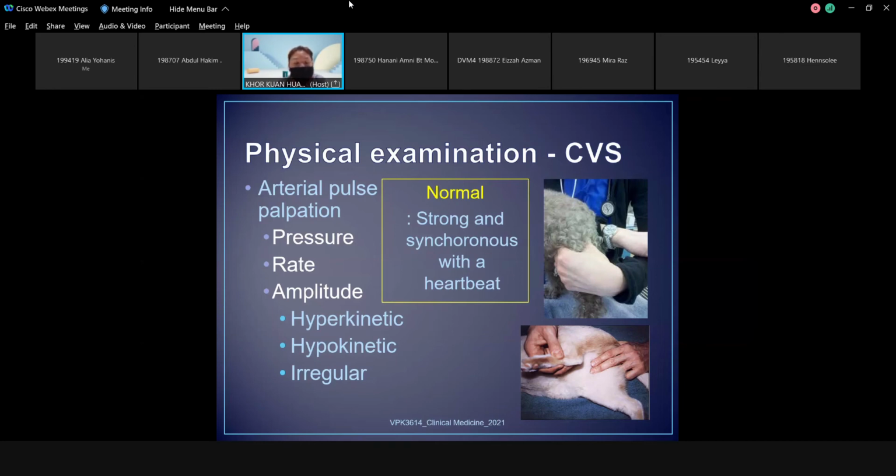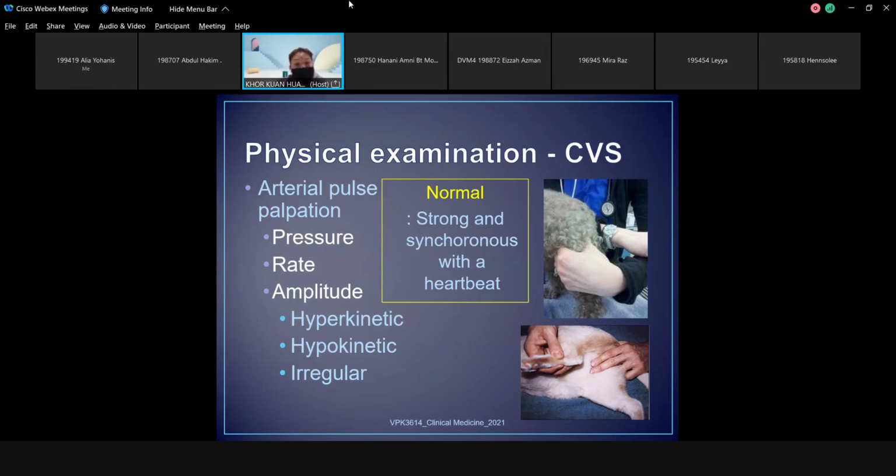But you always feel the pulse because you want to know whether the circulation is good or not. So for animals, for cats and dogs, it's always the femoral pulse. Okay, so you feel for the pressure. The rate means the pulse, how many times it is beating. So you might want to count for 10 seconds or 15 seconds, and then you multiply by 4 to get the pulse rate per minute.